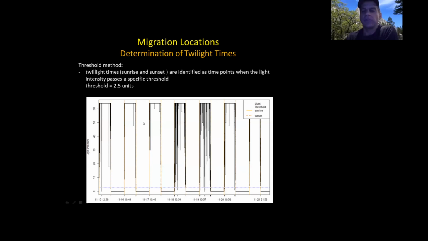Let's start with the determination of twilight times. The most frequently used way to determine times of sunrise and sunset is called the threshold method. In this method, sunrise and sunset times are identified as the time points when light intensity passes a specific threshold. So here we say if it goes up above 2.5 units and stays above 2.5 units, that's considered sunrise. This dashed blue line is the threshold. The dashed yellow lines indicate times of sunrise and sunset based on when the light levels exceed or fall below those thresholds.